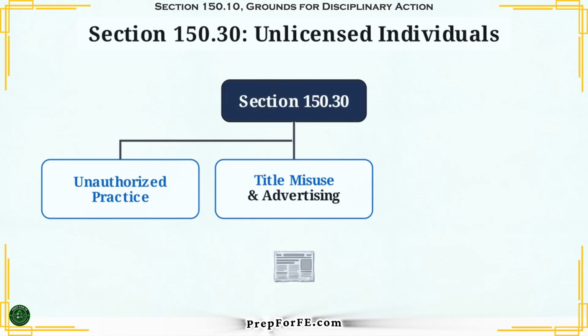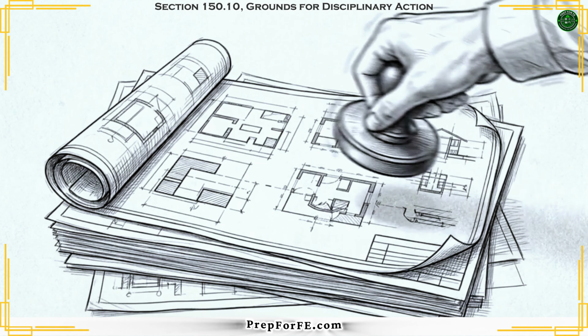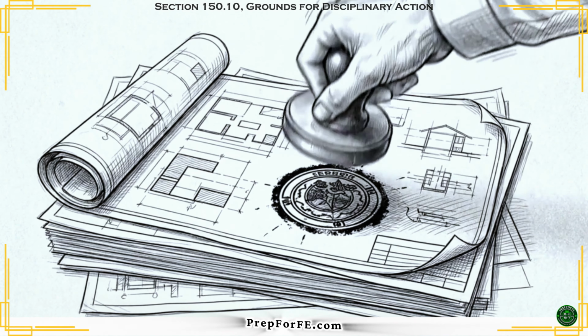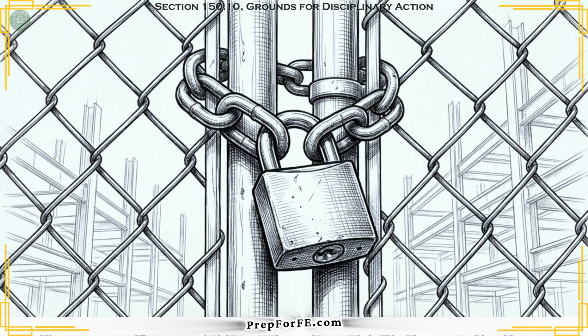This extends to advertising. Any description implying a person is a licensed professional when they are not is grounds for board action. Other offenses involve identity theft and the impersonation of a licensee. This includes an unlicensed person attempting to use a licensee's seal, or practicing with an expired, suspended, or non-existent license. Because they lack a license, the board's enforcement power is restricted. Instead of revocation, the board is empowered to levy fines and recover costs. Section 150.30 functions as a defensive perimeter, preventing individuals from bypassing the state's licensure requirements.